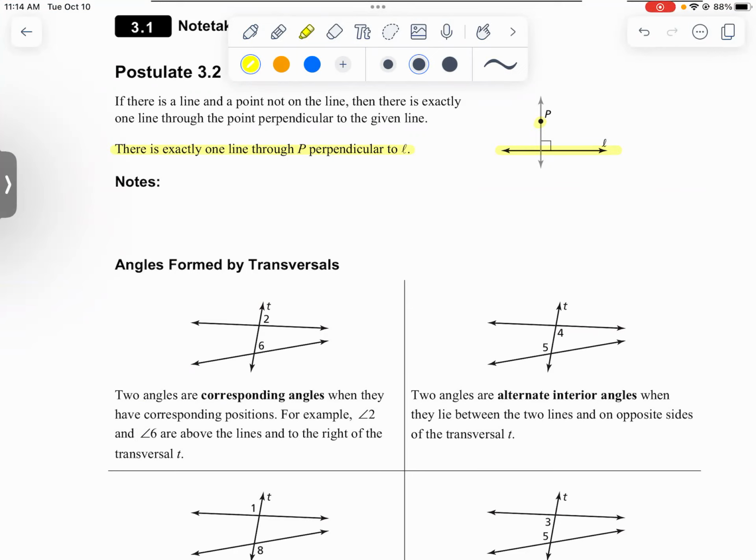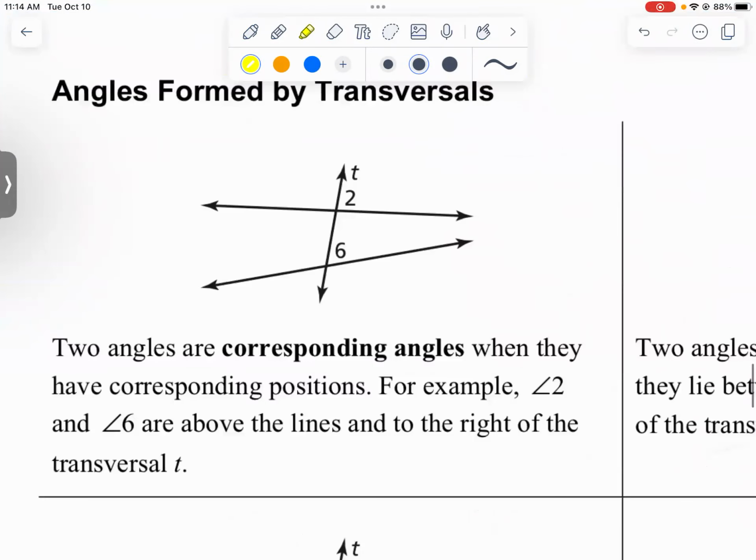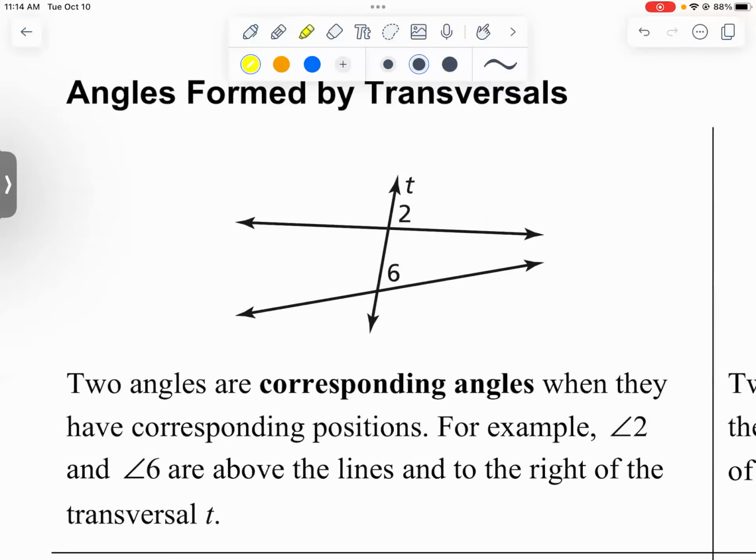Okay. Now let's talk about the vocabulary we just had. Corresponding angles. What's a good way to pick out that we have a corresponding angle? What's true about them? They're on the same side of the transversal and they have the same positions.